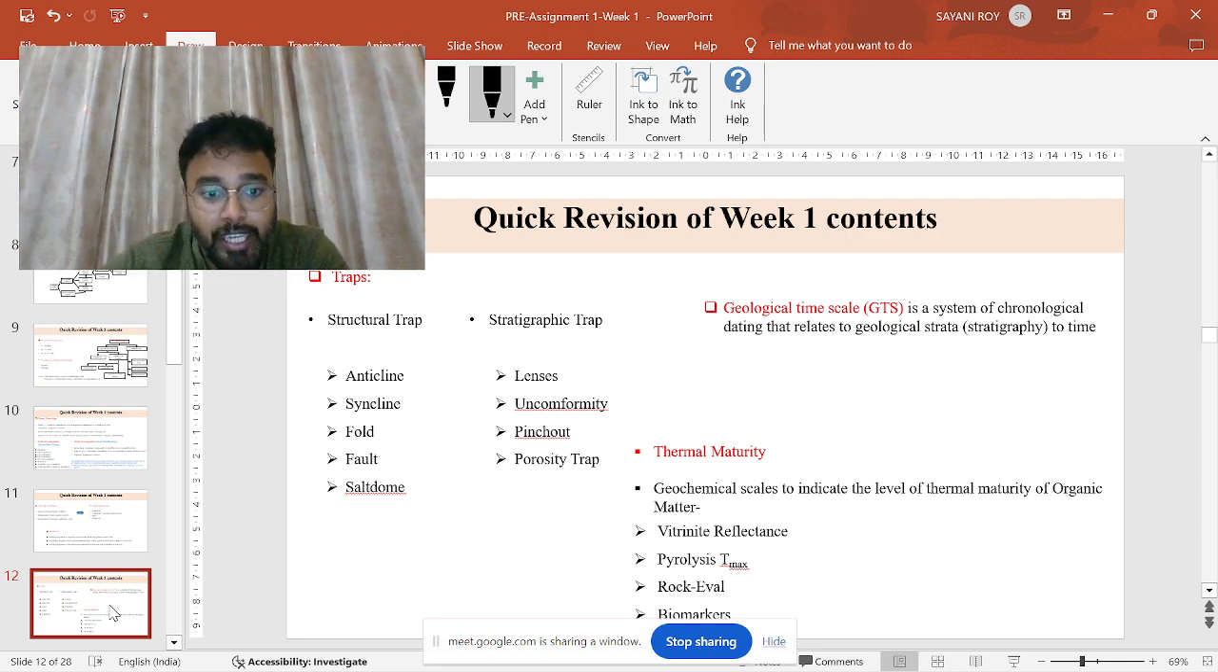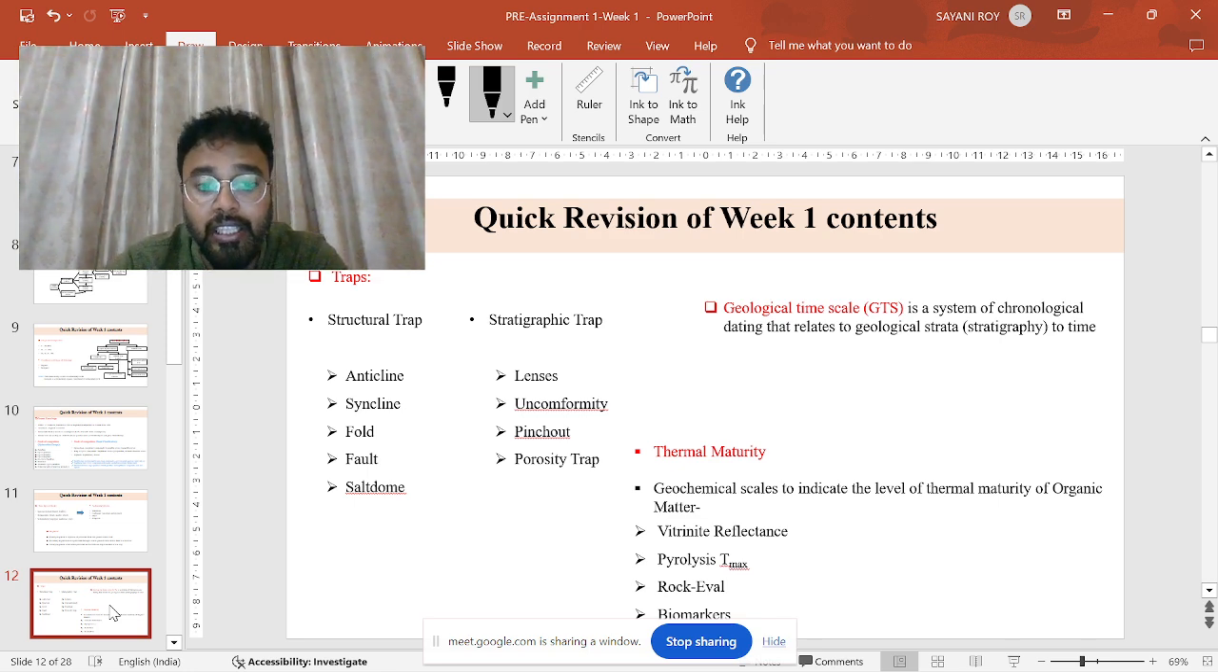We are talking about the traps or the cap rock. Then traps can be of different types. There are mainly two types. These are structural traps and stratigraphic traps. Structural traps are mainly anticline, syncline, fold, fault, salt dome. Stratigraphic traps are lenses, unconformity, pinch out, porosity trap.